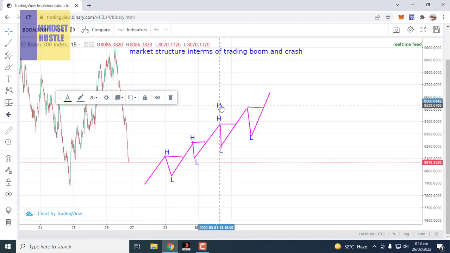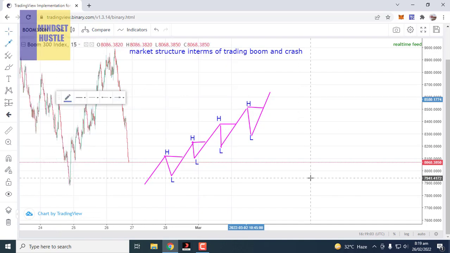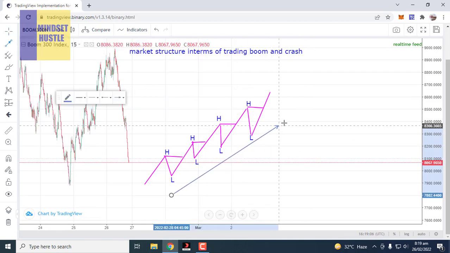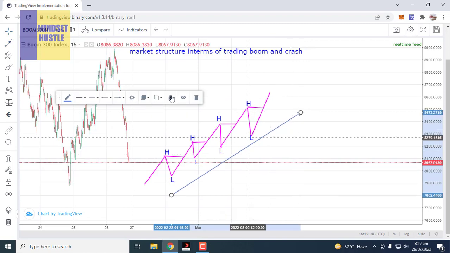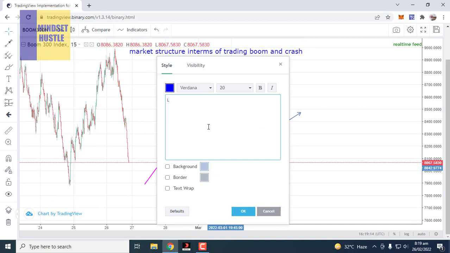Now if you see this happening in the market, where a series of highs and lows are being formed, the first thing that needs to come to your mind is that the market is in an uptrend. Anytime you see the market forming a series of lows and highs, it means the market is in an uptrend. So we say that demand is in control.